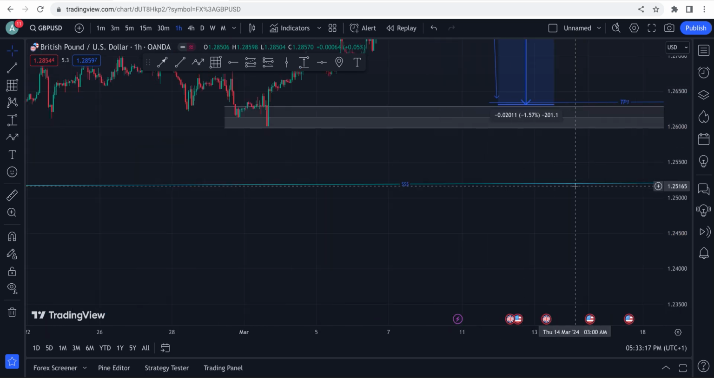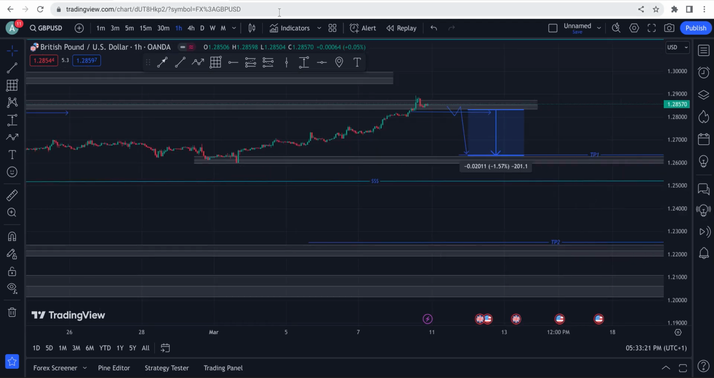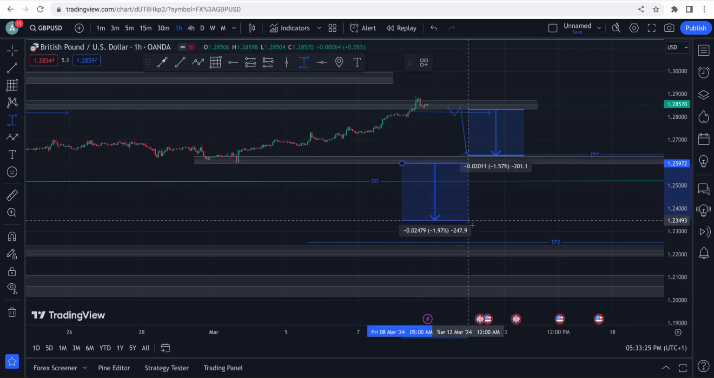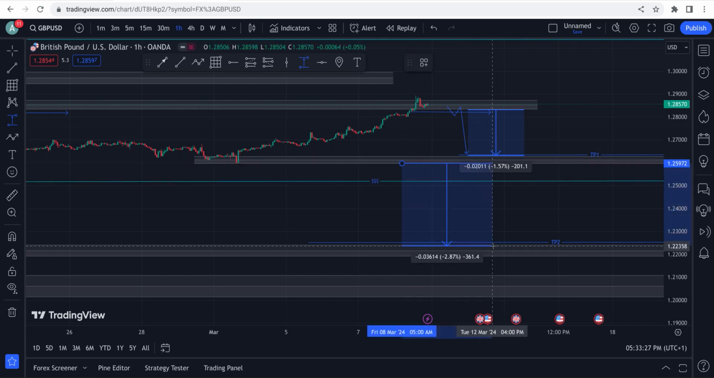While from TP1 to TP2 is about 300 pips. So I'm expecting more than 500 pips on this trade. But there's something I have to say. Don't expect GBPUSD to move about 200 pips in a day. No, it can never happen. These 200 pips may happen maybe in a week, or even 2 weeks, or even 3 weeks.